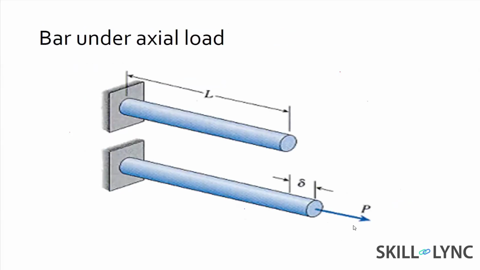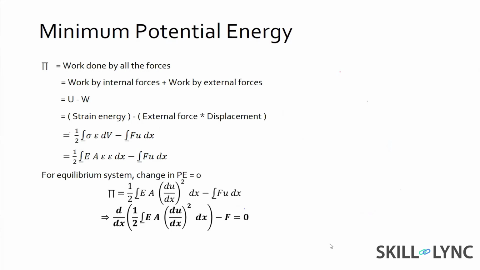So if you look at it here, we look at the force applied on the body. You're actually pulling the rod in one direction. So that will be the force that is applied on the body. Now, in a stable equilibrium, the work done by external forces and the work done by internal forces equate to the total potential energy. And in a stable equilibrium, the change in the total potential energy will be zero.